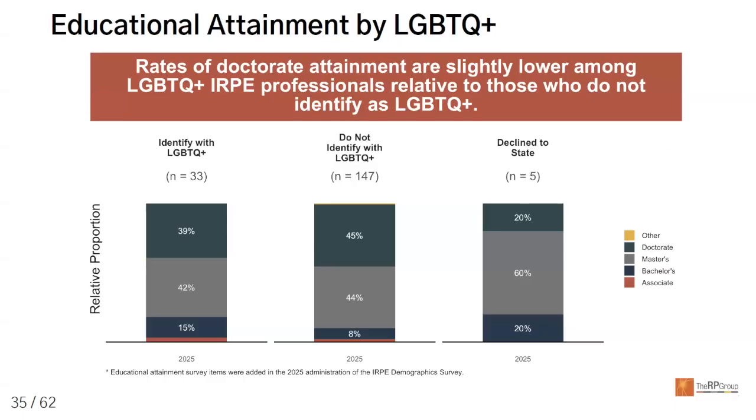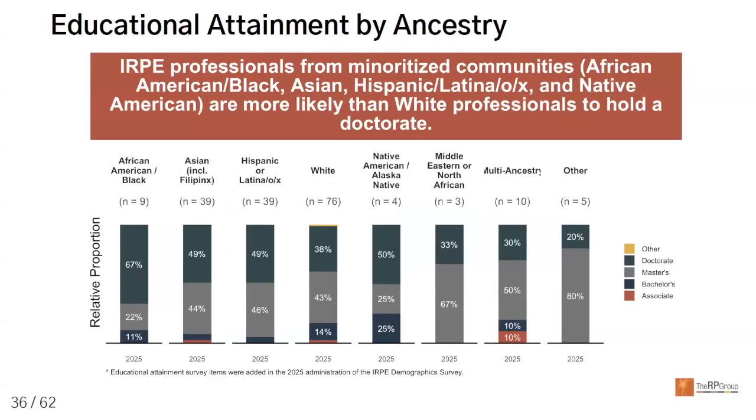Next slide. When it comes to ancestry, IRPE professionals from minoritized communities, African American, Black, Asian, Hispanic, Native American, are more likely than white professionals to hold a doctorate. Stick a pin in that one. That's an interesting finding. Next slide.